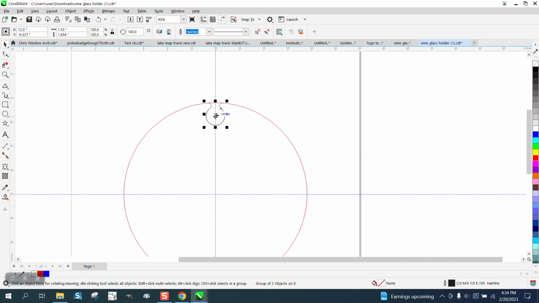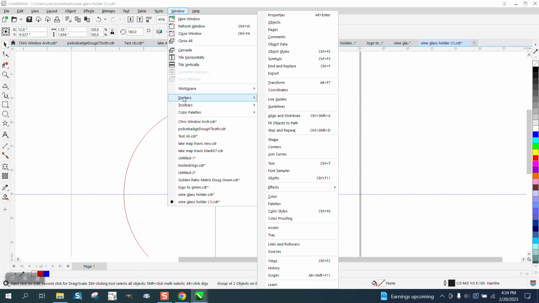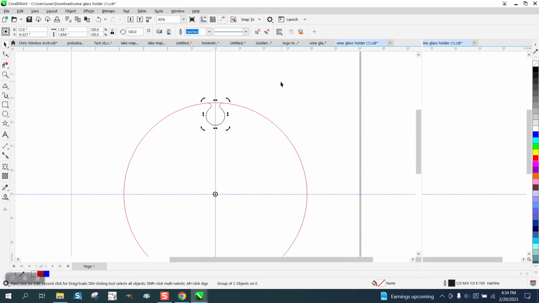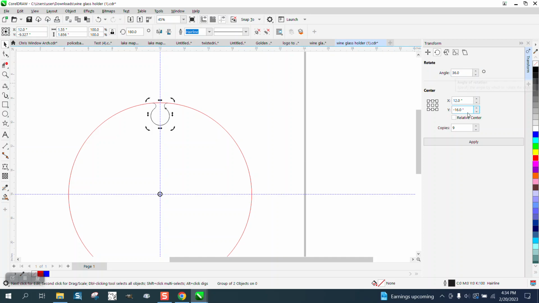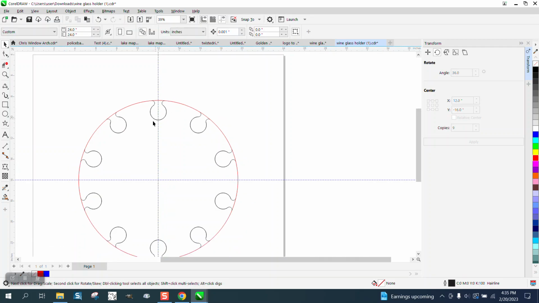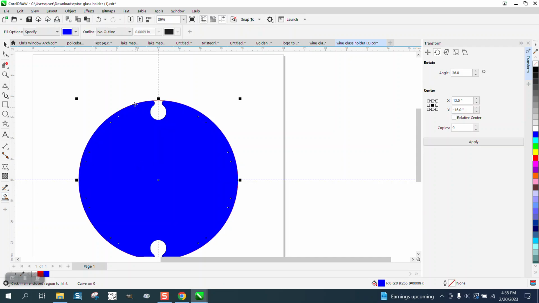Now, it's real important that you set your nudge distance, or not your nudge distance, that that's in the center. Then we're going to open up Windows, Dockers, Transformation. Put your angle at 36 degrees. We need 10. We already got one, so it's 9. Okay, I must not have gotten it all. I didn't group both sides. Look at that, folks. So really, I looked like I was drawing the inside, and I was drawing the outside.